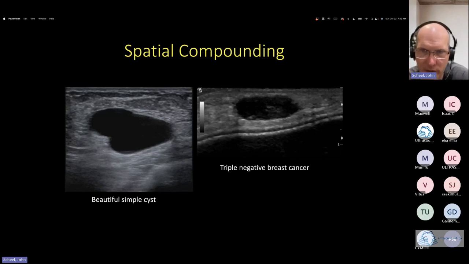But if you look carefully, compound imaging did not really make this into a cyst. This is not completely anechoic on the inside, or black on the inside. There are some hypoechoic areas that you can see that should tell you that this is not a simple cyst, that there's something else. Now, it could be a cyst, it could have debris in it, but you can't let the finding on the right side go without addressing it. Whereas on the left side, because it's a cyst, you can let that go.